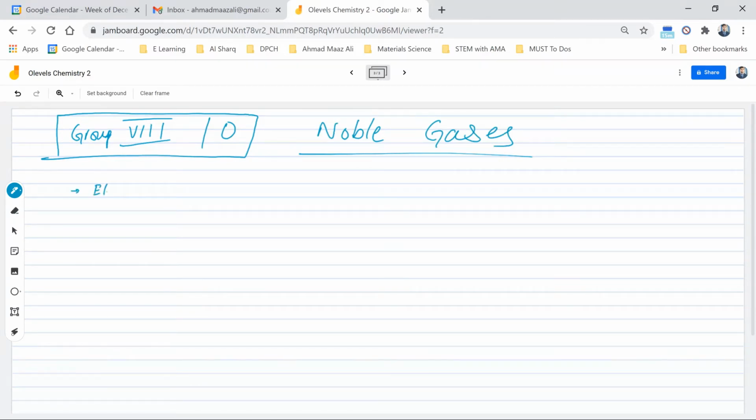Elements in group 8 have a full valence shell. Please write it down. They're called group 0 because they need 0 electrons to complete their valence shell, or they need to donate 0 electrons just to complete their valence shell. And they're all gases.